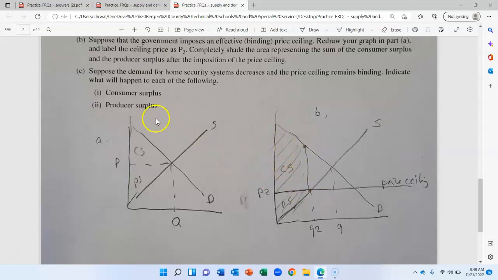What happens to producer surplus? There's going to be no change because there's no change to price and there's no change to your supply curve. Okay, only the demand curve is changing and moving around. That is not going to affect producer surplus at all.